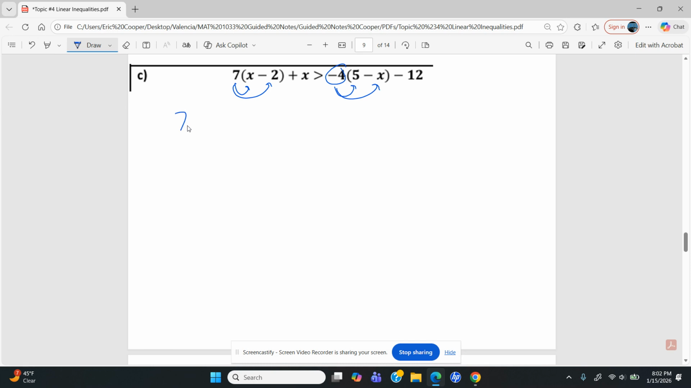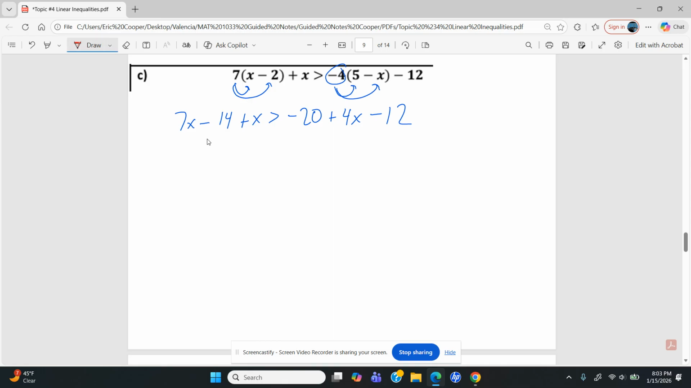7 times x is 7x. 7 times negative 2 is negative 14. The x comes down with it, is greater than. Negative 4 times 5 is negative 20. Negative 4 times negative x is positive 4x. The negative 12 comes down with it.